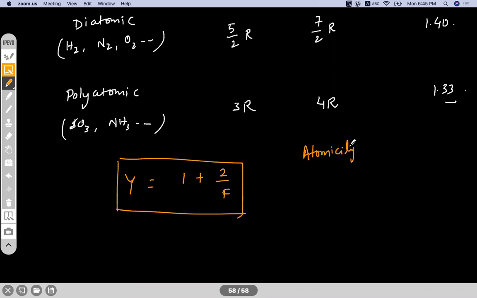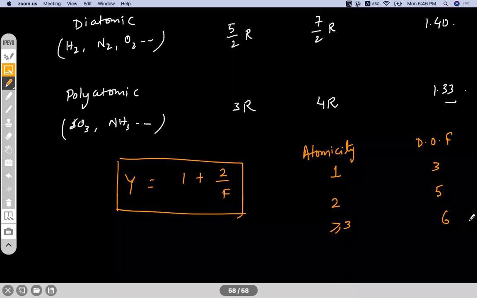Atomicity of the gas and DOF, degree of freedom. If it is 1, degree of freedom is 3. If it is 2, degree of freedom is 5. If it is greater than or equal to 3, degree of freedom is 6. You see the F value, if you substitute here, this formula you must remember. Degree of freedom calculation we can also do, but that is not required. Only just the value you keep in mind, that is more than enough.